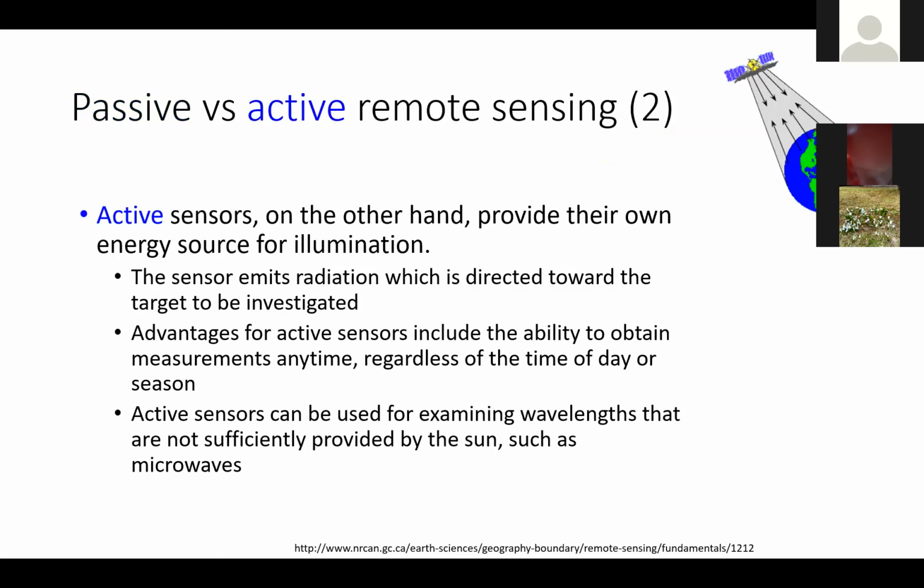Active sensors, on the other hand, provide their own source of illumination. The sensor emits radiation which is directed toward the target. An advantage of those active sensors is that measurements can be taken at any time regardless of the time of day or season. And those active sensors can be used to examine wavelengths that are not sufficiently provided by the sun. An example is microwaves.